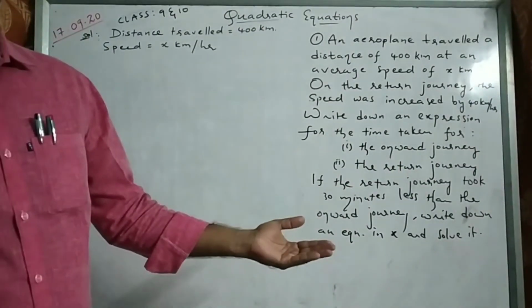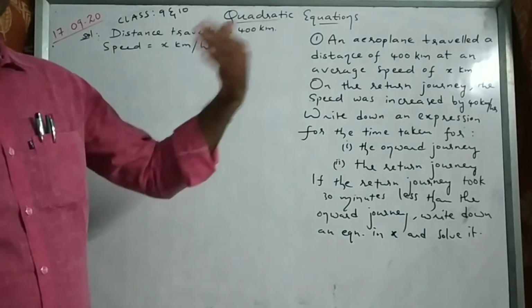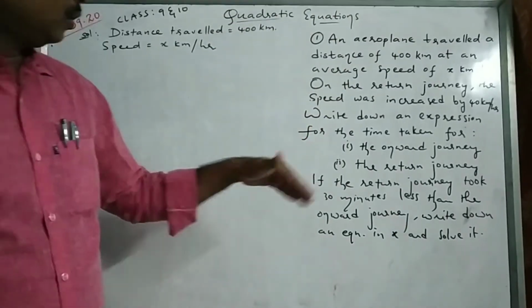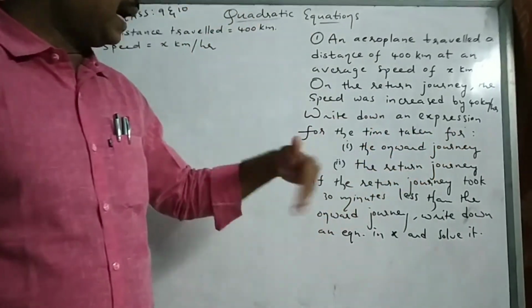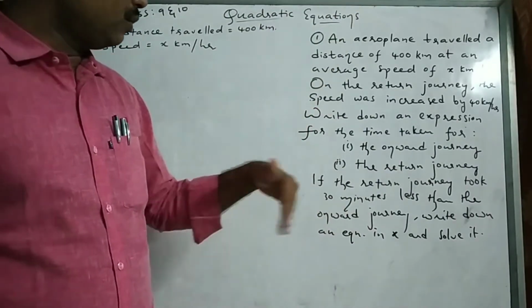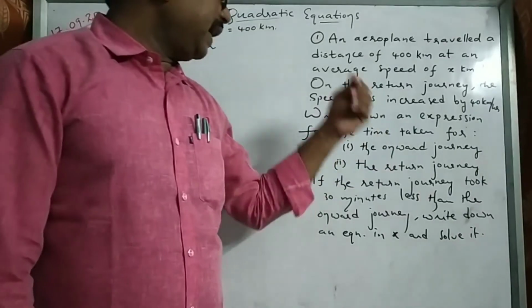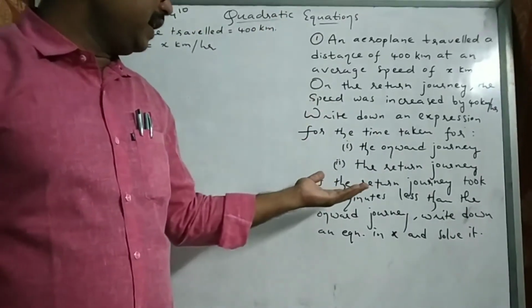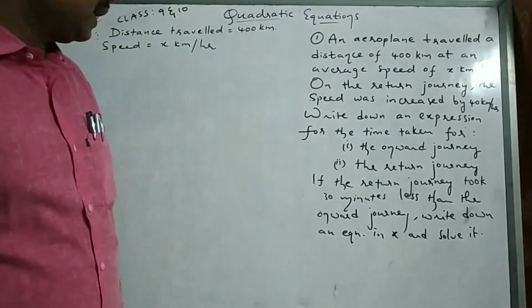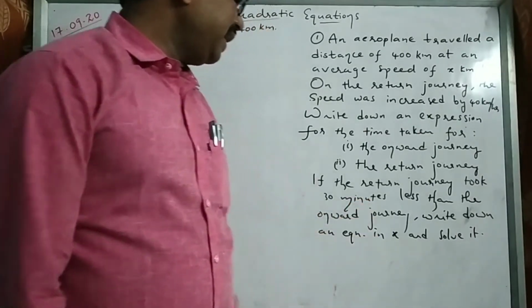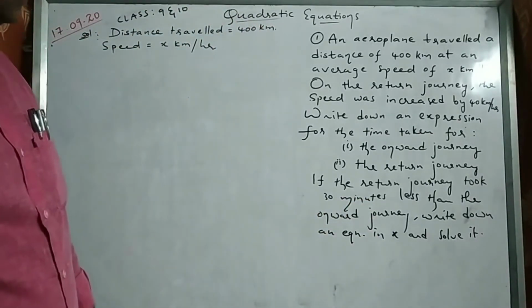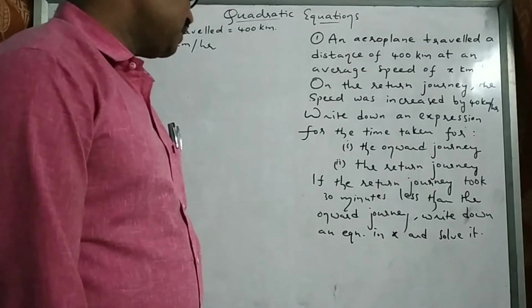Onward journey means to and fro. The onward journey, the up journey, and the down journey, the return journey. For the time taken for the onward journey and the return journey, if the return journey took 30 minutes less than the onward journey, write down the equation in x and solve it.